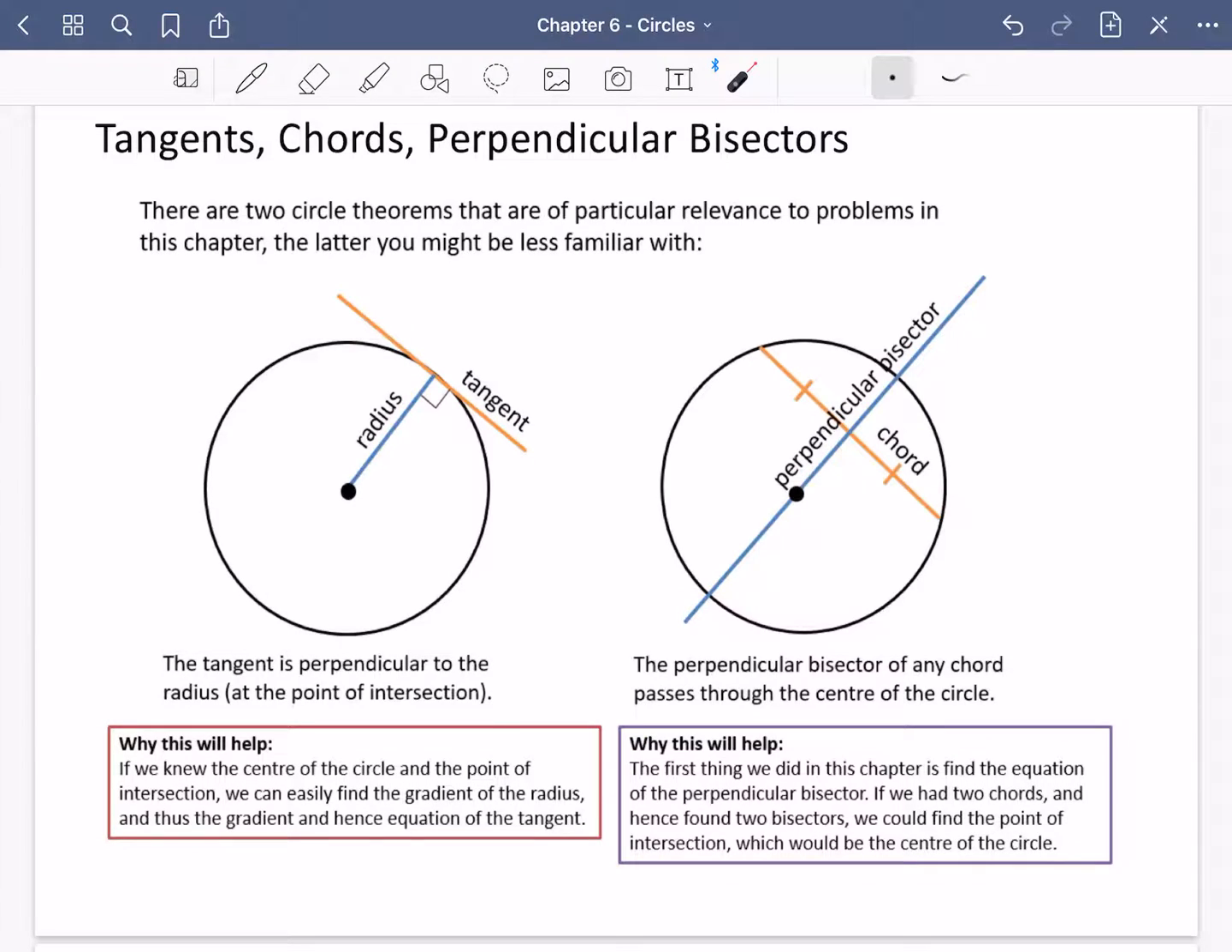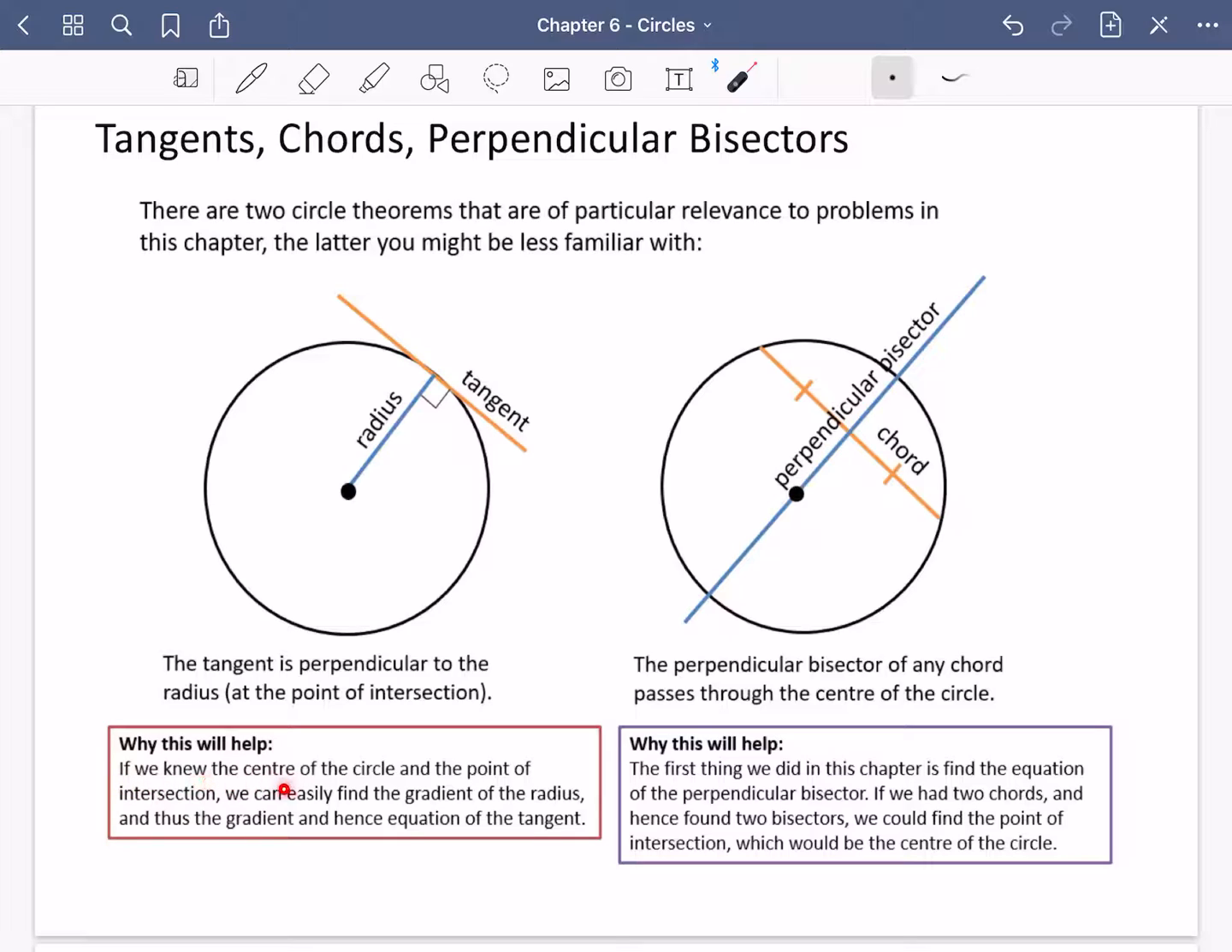So here I have said that we've got a circle and a radius and a tangent, and I think you'll know this one. And this says that the tangent is perpendicular to the radius at the point of intersection. So when the radius meets the tangent at the point of intersection, they cross at exactly 90 degrees here. So why will this help?